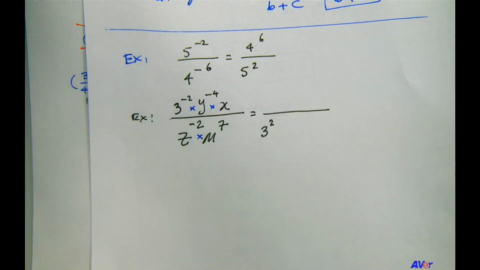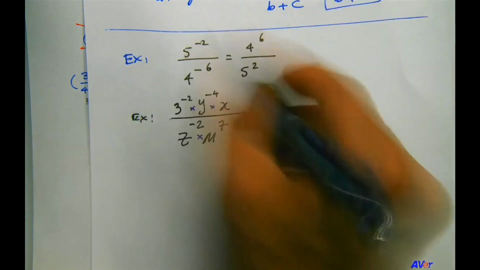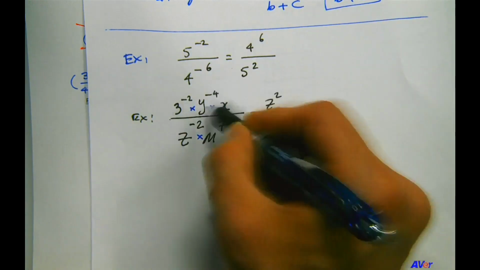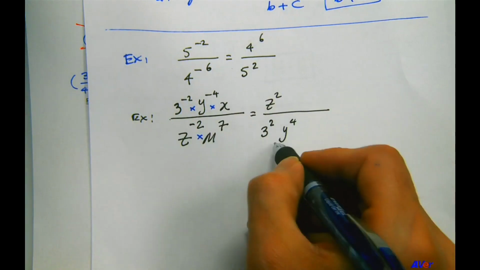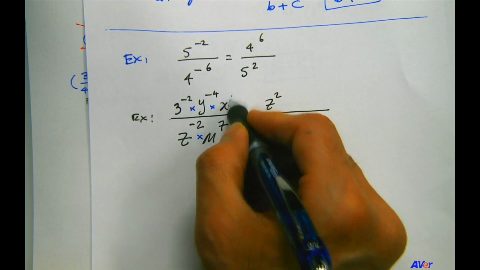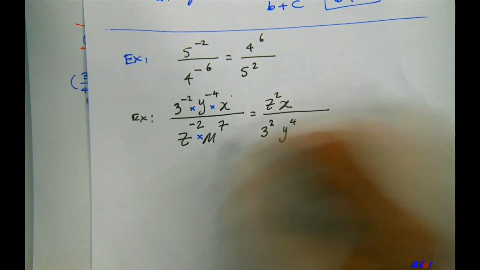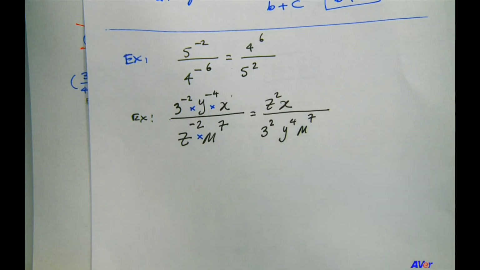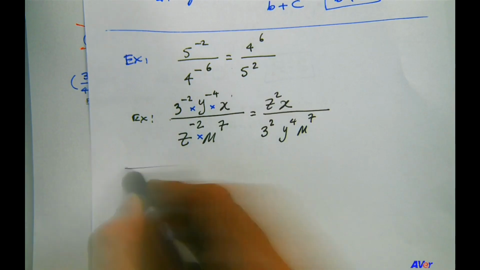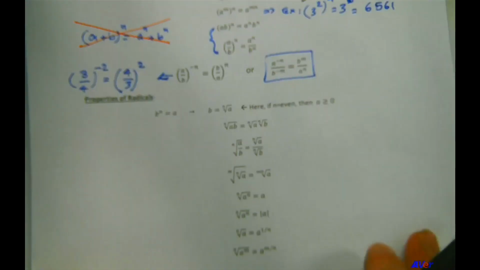Okay? So the z to the minus 2 power, I can move it up and make the power positive. The y to the negative 4 power, I can move it down and make the power positive. X is happy because it's got a positive 1 power, so I'm going to keep it there. M to the 7 power is also happy because it's got a positive power, so I'm going to keep it in the denominator. I hope this is helping you to understand how this property works. It's a very, very important property.